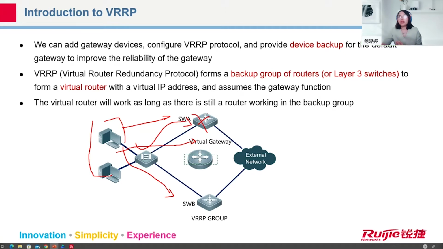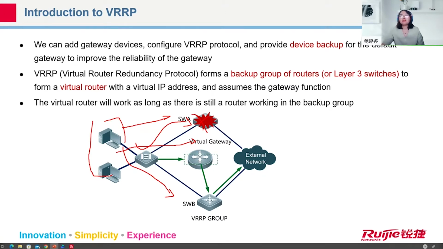If at this time switch A is broken, I can directly detect the failure. I can use VRRP to select a new master, switch B, so the traffic will finally be forwarded out by switch B.